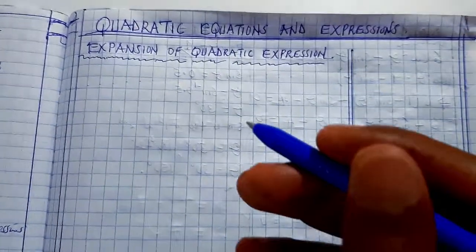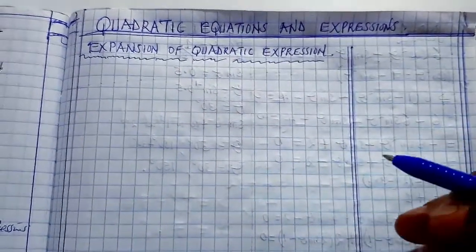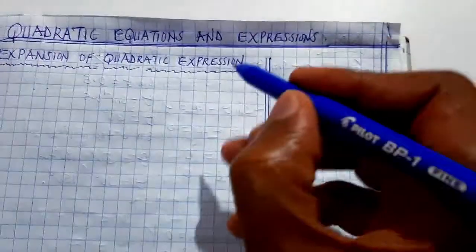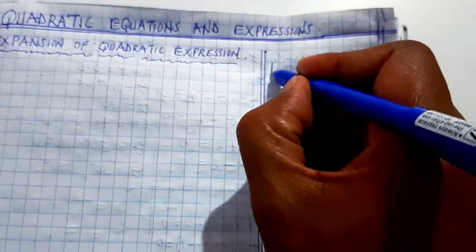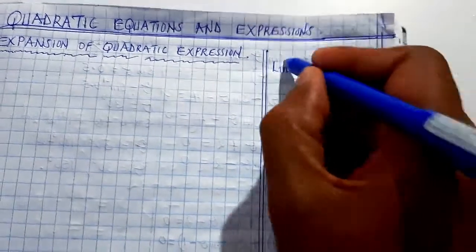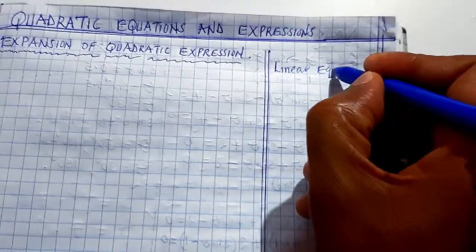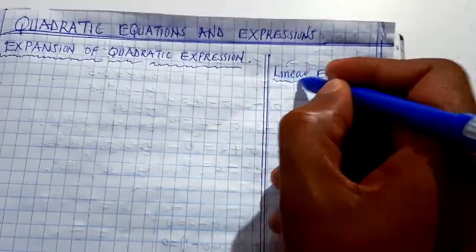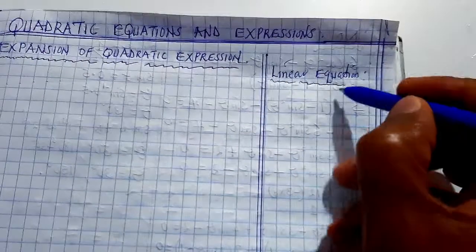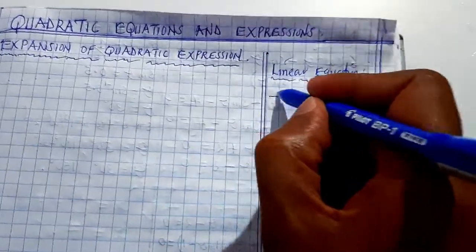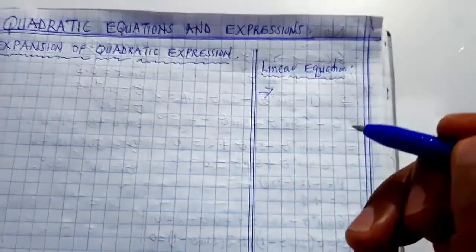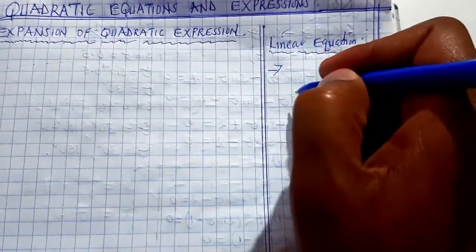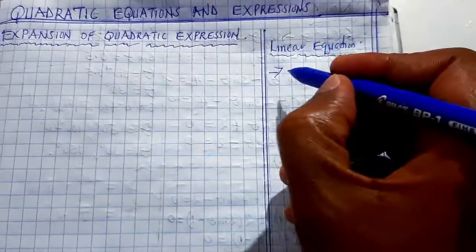So it would be of great importance to do a recap on the linear equation. So what is a linear equation? I know you're trying to remember where you've done this. Basically, linear equations have been introduced to you before quadratic equations, and these are equations which are linear in nature.